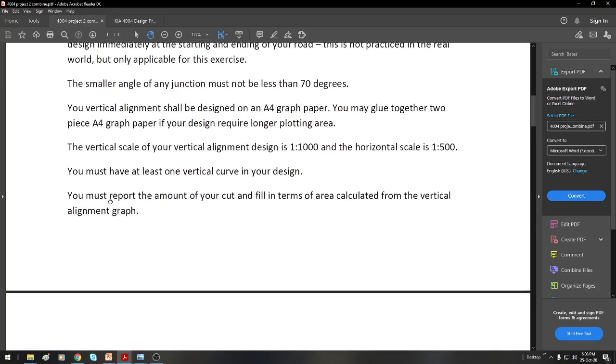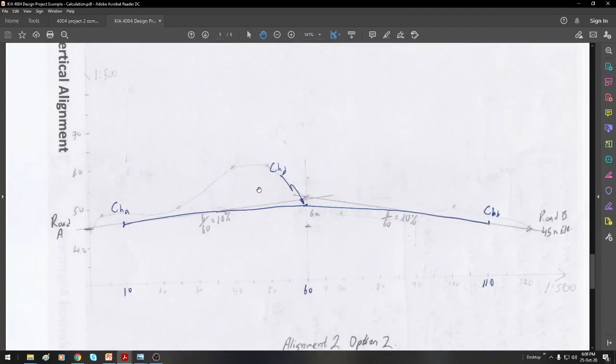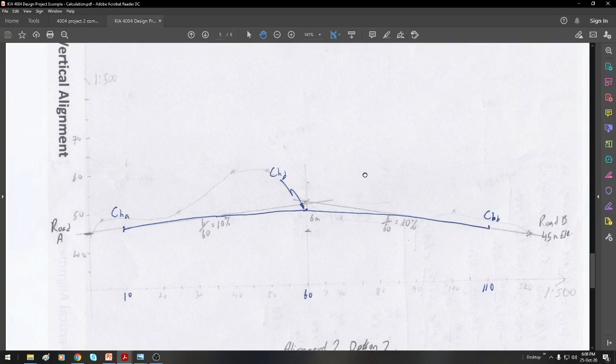You must report the amount of cut and fill in terms of area calculated from the vertical alignment graph. Once you plotted your alignment here, you're going to see you have a cut section here, and also fill. So you must calculate the area of this cut section, this one plus this one, and then calculate the fill section and report how much excess of earth that you have. Although in the real world the amount of cut and fill is given in terms of cubic meters, in our exercise we are going to assume that the width is all the same, and you just need to estimate using the area here.